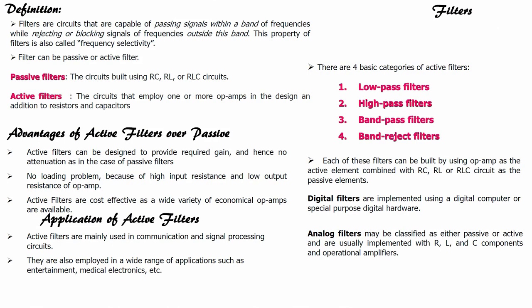Now, if you divide the filters, filters can be active filters and passive filters. So, what do you mean by passive filters? Passive filters are filters that use RC, that is resistor and capacitor, resistor and inductor, or all combinations of resistor, capacitor and inductor, all three combinations. While active filters are the ones that employ an op amp in addition to resistors and capacitors, alright.